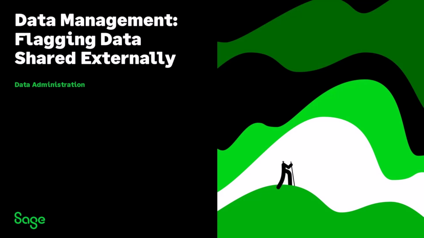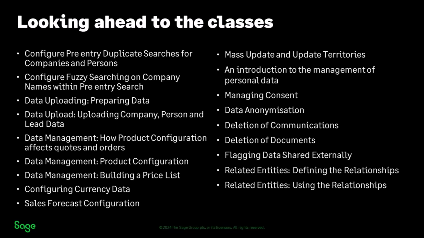We're going to be looking today at flagging data shared externally. We're continuing our series of lessons, all focused on the idea of data management and especially around the management of data in regards the data privacy legislation and implications for storing data inside a CRM system like Sage CRM.